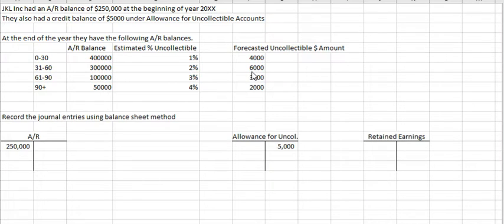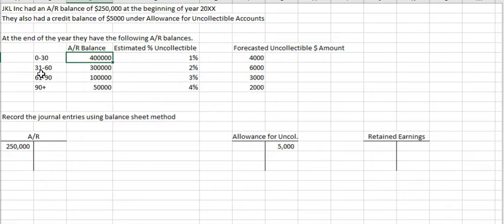Hi everyone. In the previous video, what we went over was a method called the income statement method. And in this particular video, we are going to start looking at the balance sheet method. Typically, banks who issue credit use the balance sheet method. Other companies use them too.